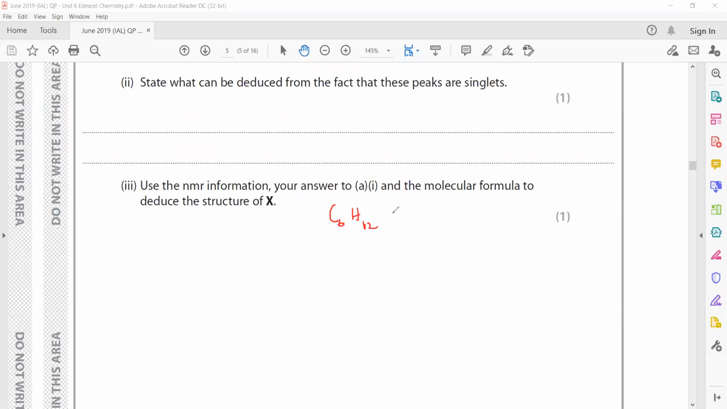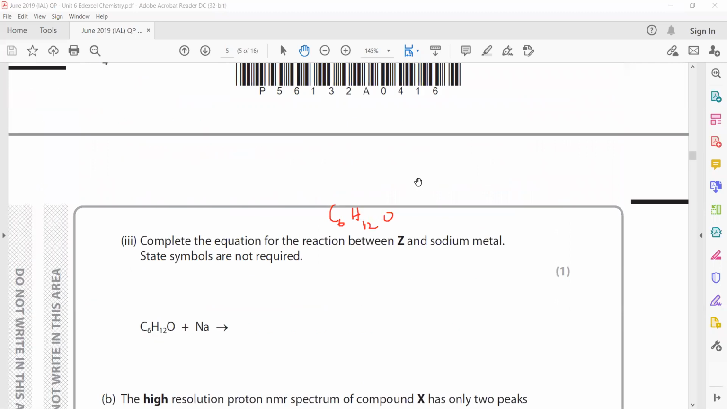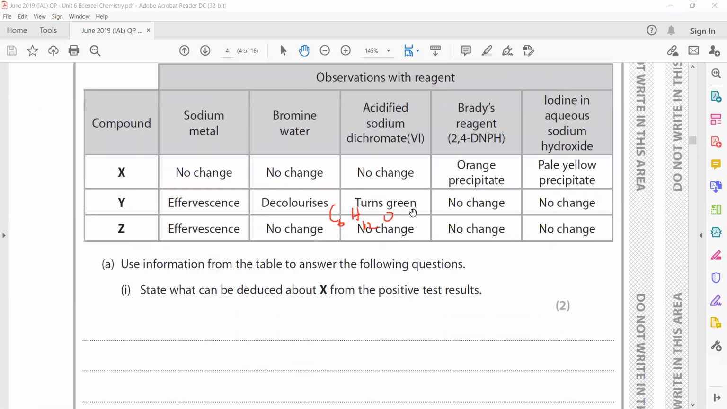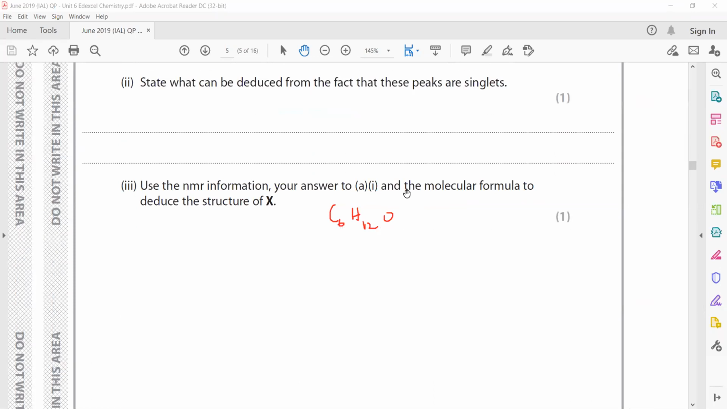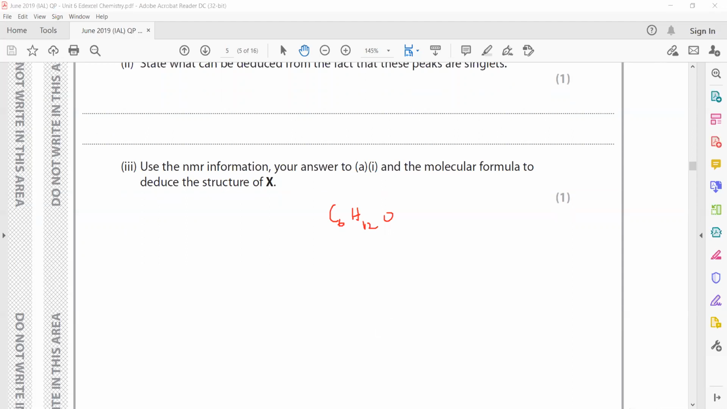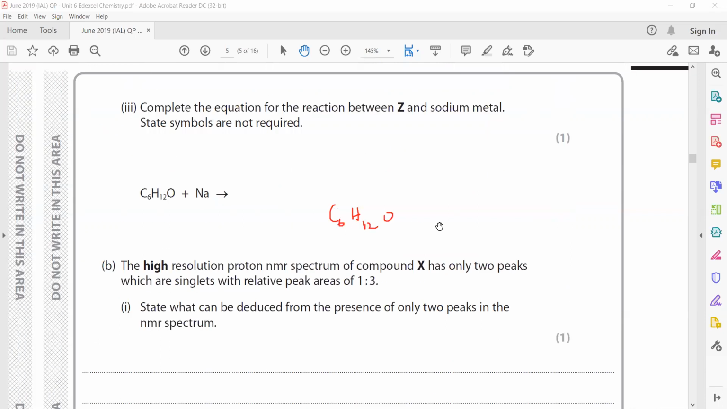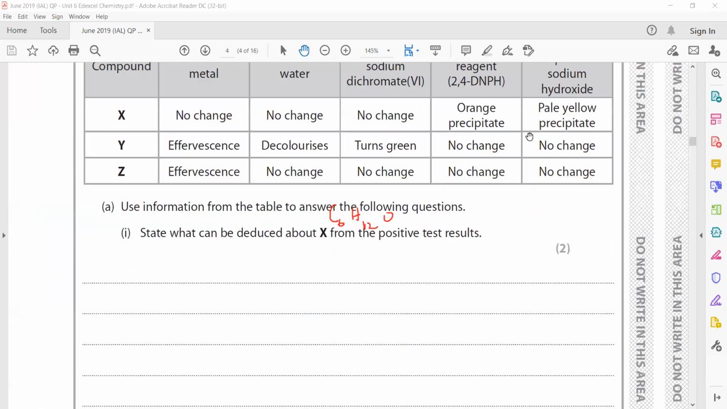C6H12O, and X has an aldehyde carbonyl group, C double bonded with O. If it was an aldehyde, it should be oxidized here, because an aldehyde can be oxidized to a carboxylic acid. But it is not oxidized by the oxidizing agent, so we are confirmed that it is a ketone. Carbonyl group is there, but aldehydes and ketones both have a carbonyl group. If it was an aldehyde, it should be oxidized. It's a ketone. That's why it is not oxidized by acidified potassium dichromate(VI).